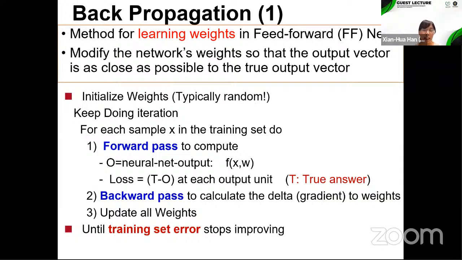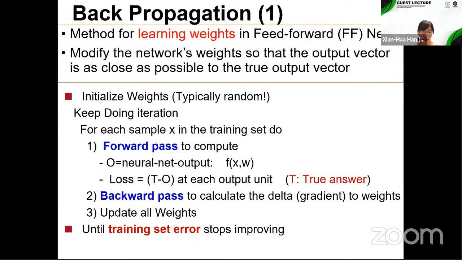So the main procedure in this neural network training is we first need to initialize the weights and keep doing iterations for each training sample X in the training set. We first do a forward pass to compute the output of the neural network, and then compute the loss at each output unit.